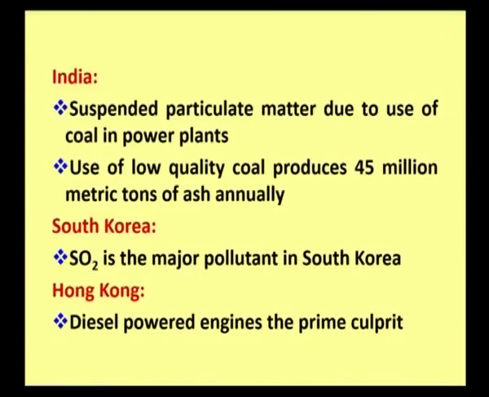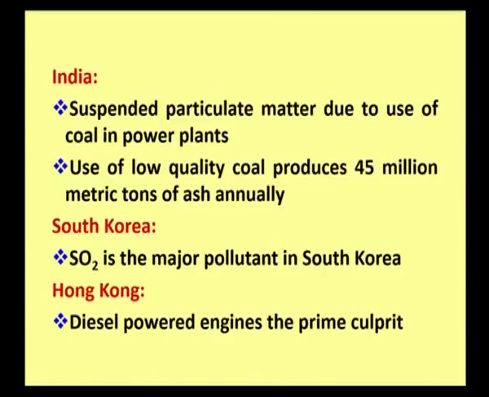And as far as India, the major pollution is from the suspended particulate matter. For example, in all the cement industries or the coal industries, a lot of dust particles are produced and they go to the atmosphere, and they are the major pollutants as far as India is concerned. India is producing around 45 million tons of ash annually. And in South Korea, sulfur dioxide, and in Hong Kong, the diesel powered engines are the major culprits.